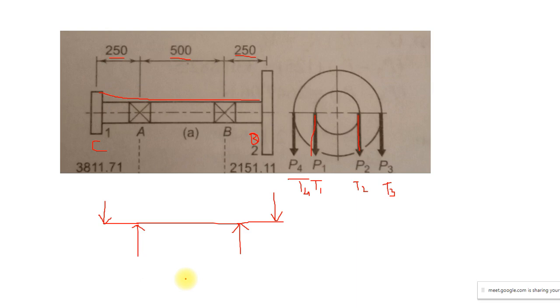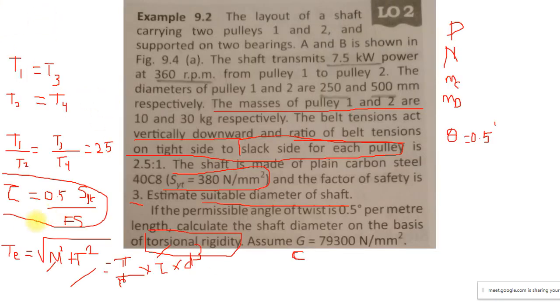Such a beam is called an overhanging beam. So this is one difference from the previous problem. The second difference is that we are going to find the diameter of the shaft based on rigidity. So for strength we know one formula; I have already told you this is the formula to find the diameter based on strength. But for rigidity, I hope you have already seen this formula.